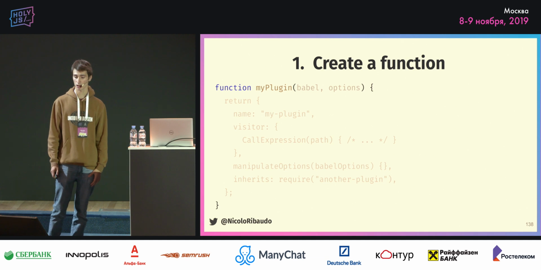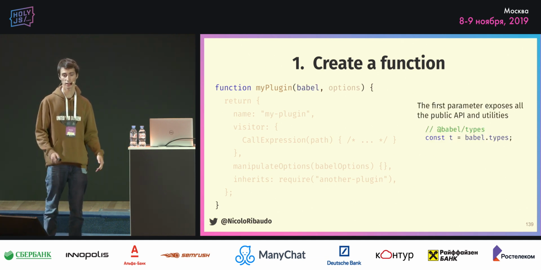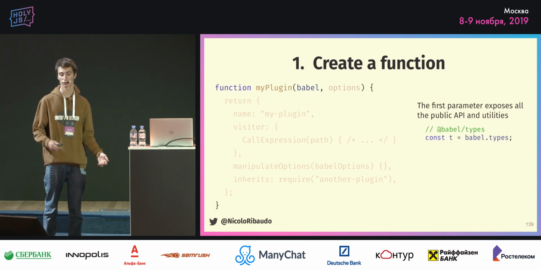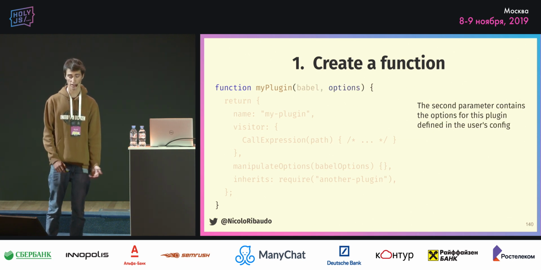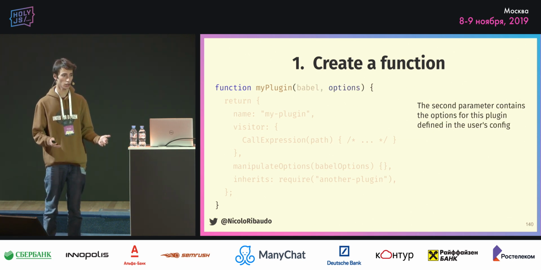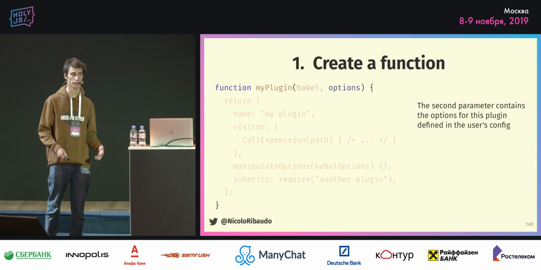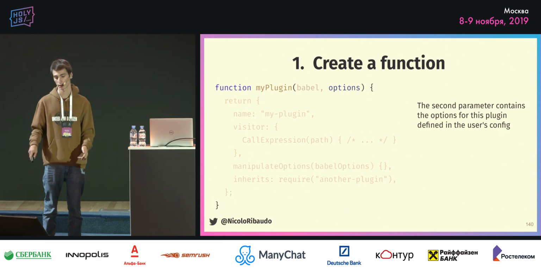A plugin is just a normal function, which takes 2 parameters. The first one is an object containing all the Babel APIs, the utilities like Babel types or Babel template, and it also has a few other functions to get info about the current environment. The second parameter is an object, which represents the options of your plugin. This is because the user of your plugin can define some options in their Babel config, which are not related to Babel, but to your specific plugin.